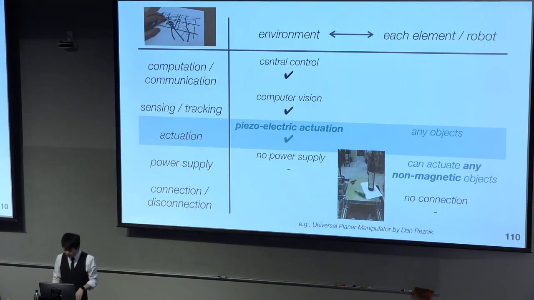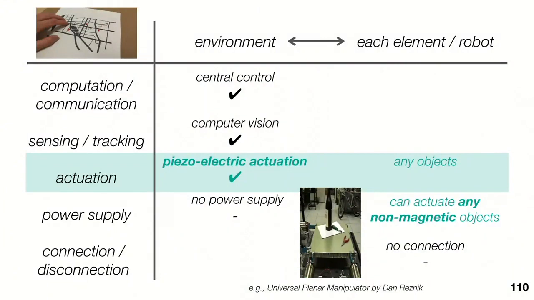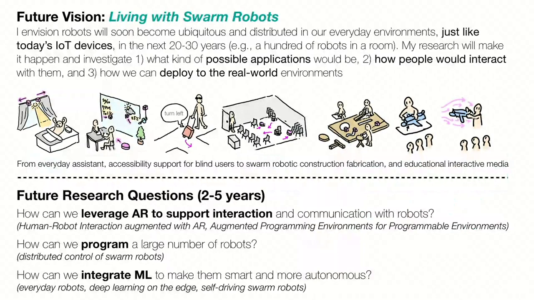so that we can actuate not only magnetic objects, but any kind of objects. So these are the research directions I'm interested in, and this is also the design decision of how we can offload computation, communication, or actuation power supply into the environment or each swarm robot. So there is a rich space for how we can augment this kind of work.